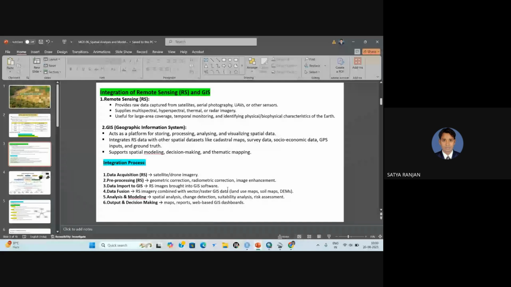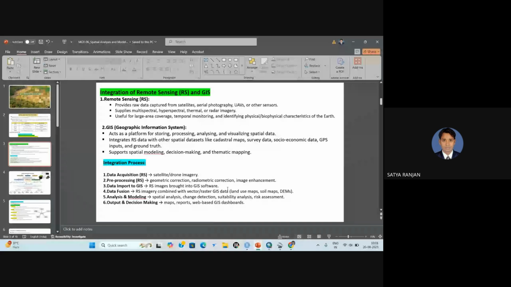So in this, some remote sensing technology, like providing raw data capture from satellites, aerial photographs, UAVs, and other sensors like thermal sensors. This satellite image supplies the multispectral data, hyperspectral data, thermal data, radar data. Already we have discussed this. Then it is useful for large area coverage and temporal monitoring, identifying physical, biophysical characteristics.